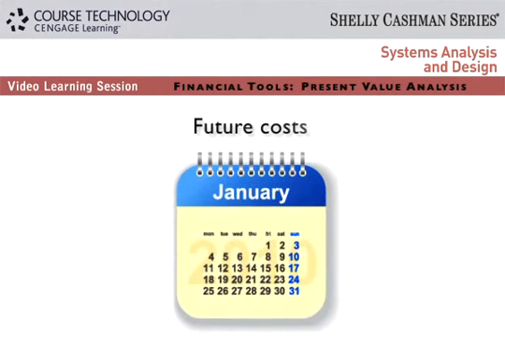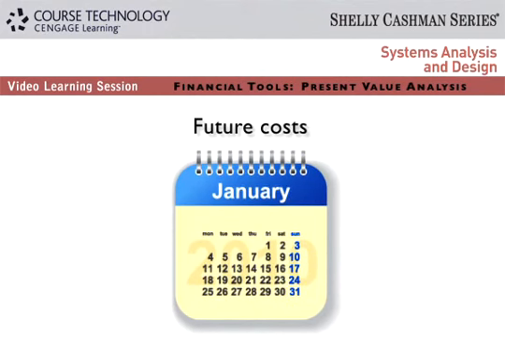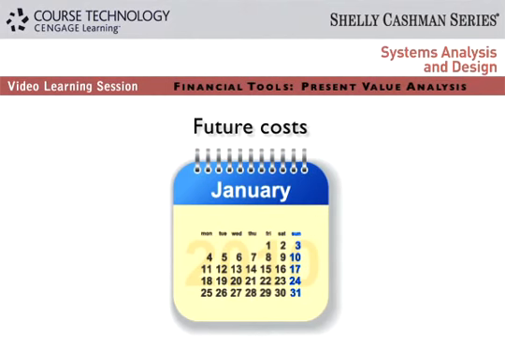The same concept also applies to future costs. Suppose it's January and you have a savings account. Would you rather withdraw money to pay a bill early in the year or toward the end? The longer you can keep the money, the more interest it earns.